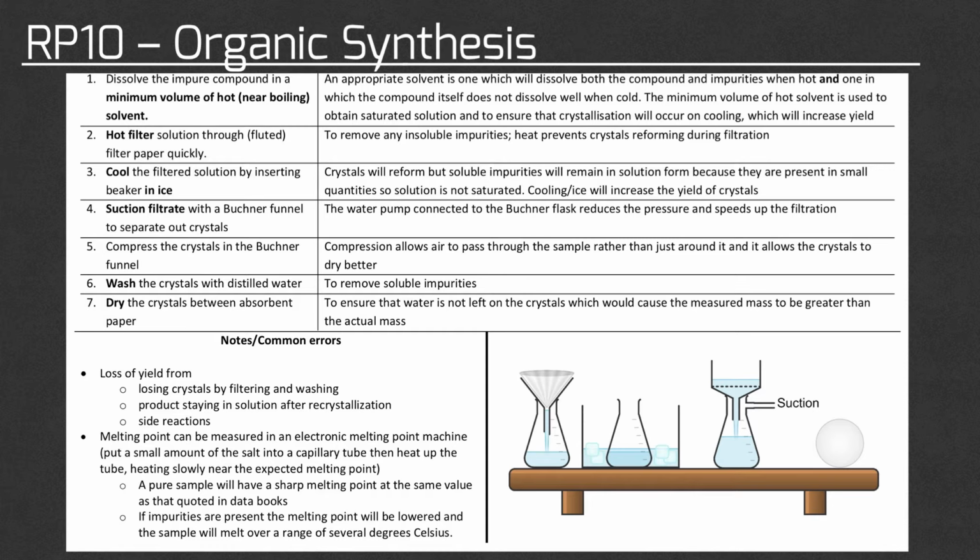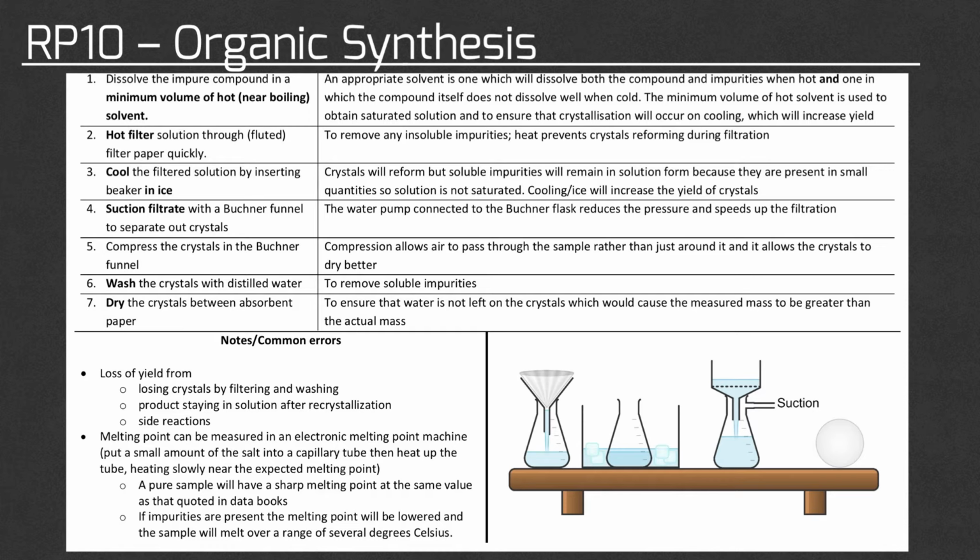We then do a hot filtration of the solution through filter paper, and we do this quickly as soon as it is dissolved. This will remove any insoluble impurities, and the heat prevents the crystals from reforming during filtration. We then cool the filtered solution by inserting the beaker into some ice. The crystals will reform, but any soluble impurities will remain in the solution because they are present in small quantities, so the solution is not saturated enough for them to crystallize out. Cooling and using ice will increase the yield of the crystals.